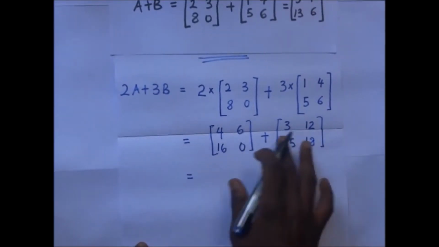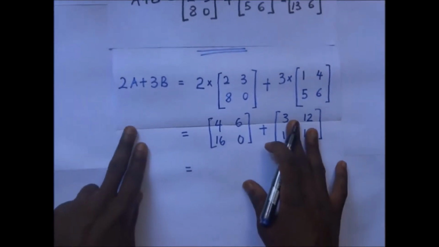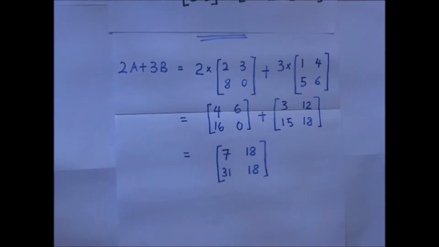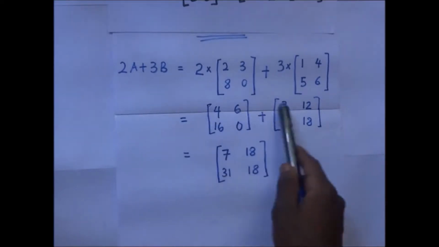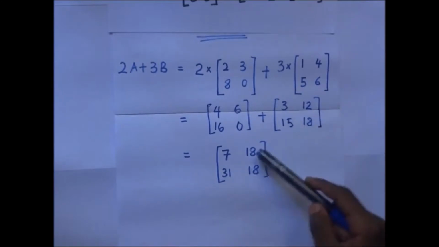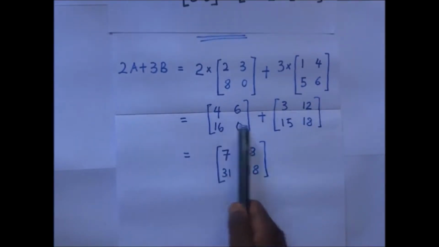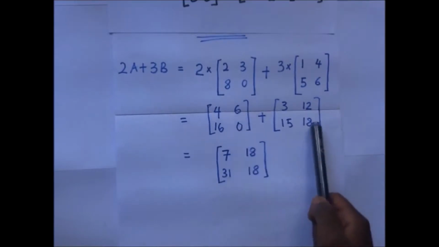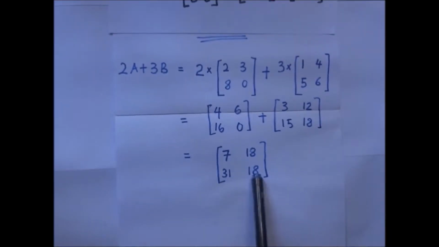We shall then add the two matrices in the normal way like we've done before, and we shall get our answer. So when we add the two matrices like before, we find that 4 plus 3 is 7, 6 plus 12 is 18, 16 plus 15 will give us 31, and then 0 plus 18 will give us 18.